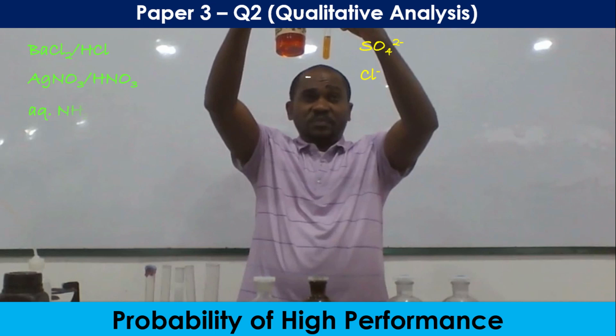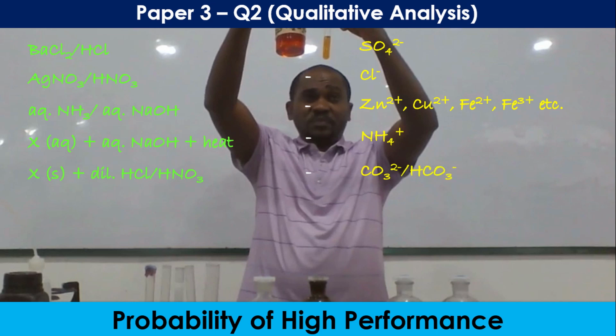Likewise, aqueous ammonia and aqueous sodium hydroxide will inform you that you'll be testing for a cation, and depending on the color of the solution and precipitate formed, you can easily predict the type of cation. If you're asked to add aqueous sodium hydroxide to a solution and heat gently, there's a very high possibility that you'll be testing for ammonium ions. If you are asked to add a dilute acid to a solid salt, there's every tendency that it is a carbonate or hydrogen carbonate.